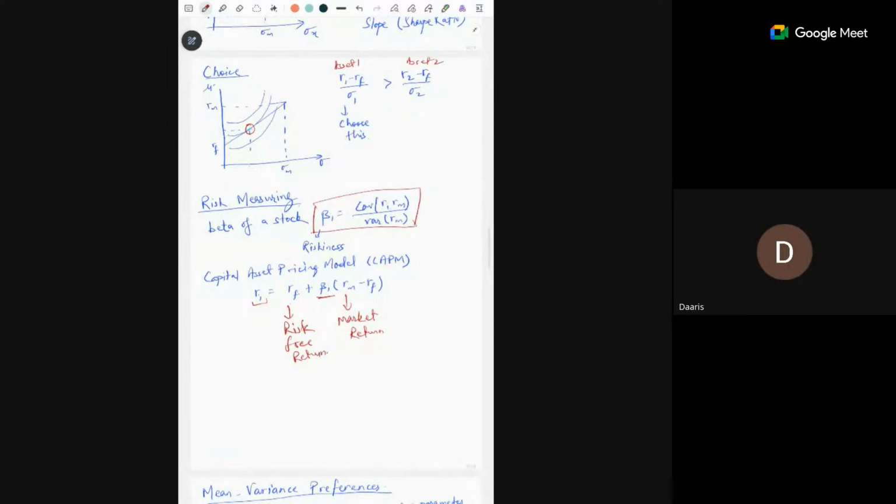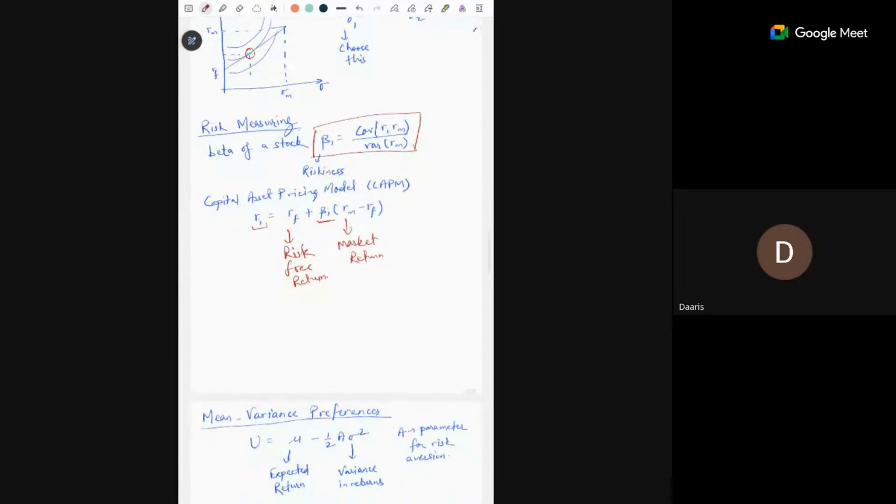We will be having a deeper discussion on these two, beta and CAPM, in a later part of our course, I think in week 11. Yes, what is RI here? RI is the return on asset I, and beta is the riskiness which we measured by this formula. That is the riskiness of this asset I.